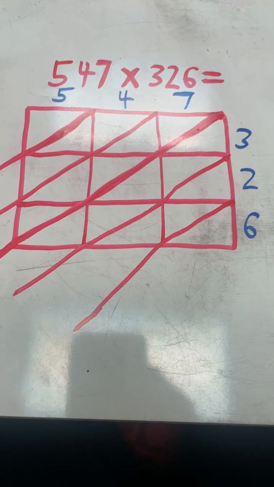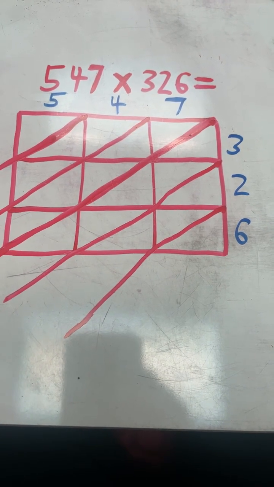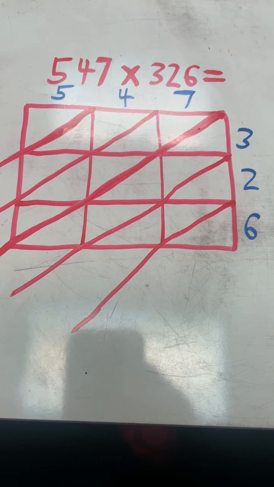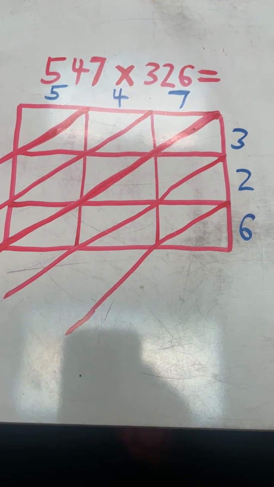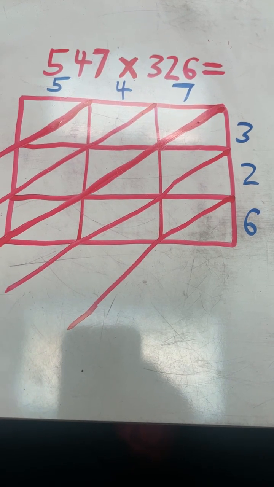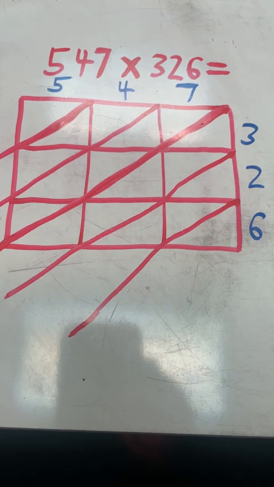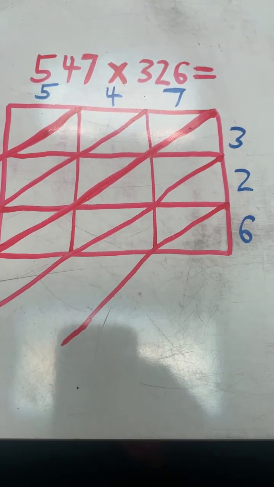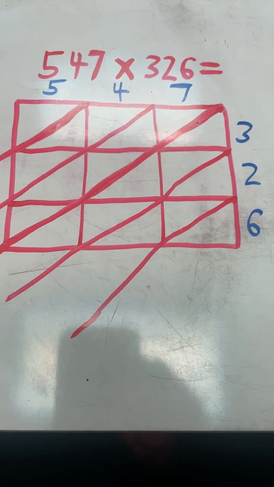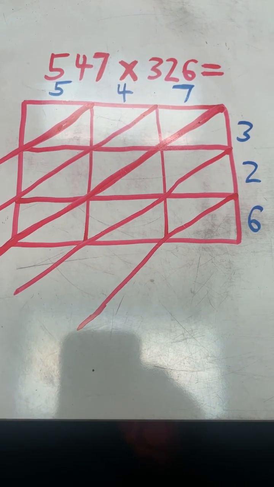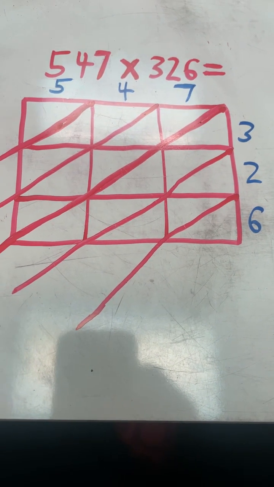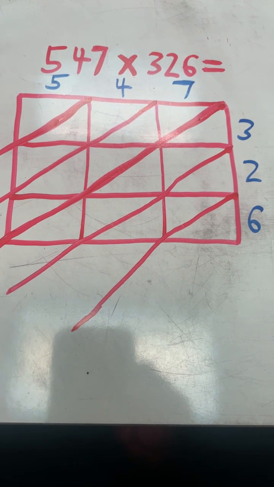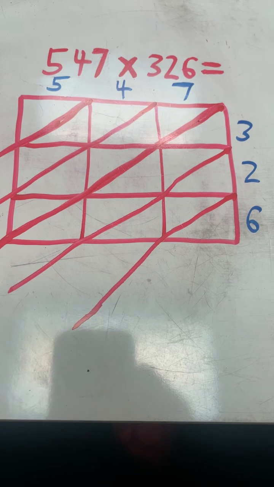So this video is going to be another live stream on 3-digit by 3-digit multiplication, but I'm going to be using a different method than on my previous live stream. I'm going to be showing you how to solve 3-digit by 3-digit multiplication problems using the Lattice method. So our example problem is 547 times 326, and I'm going to go through step by step how to solve that problem.